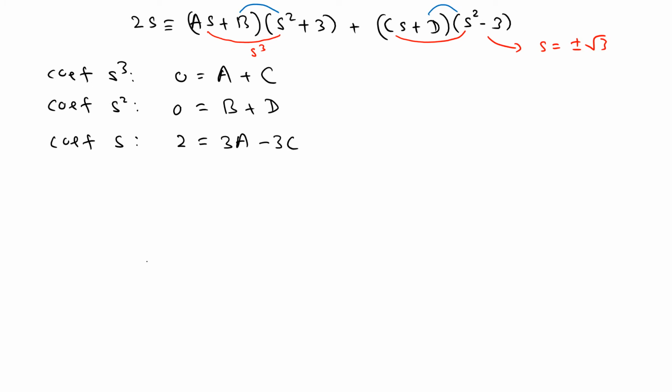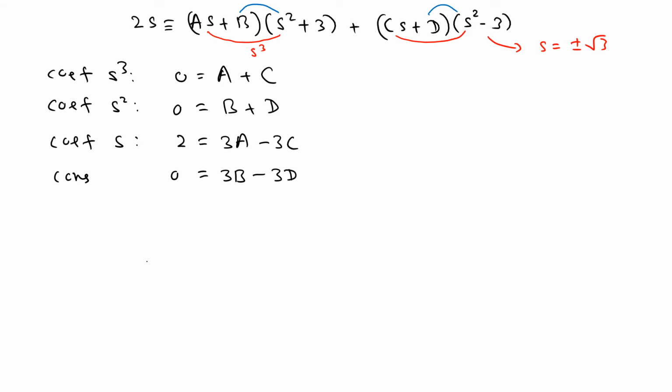And then let's go to the next one, which is s to the 0, or the constant term. So the constant term is 0, there is no constant term on the other side. From the first one, you're going to get 3b, and from the other one, you're going to get 3d. So those are the constant terms.